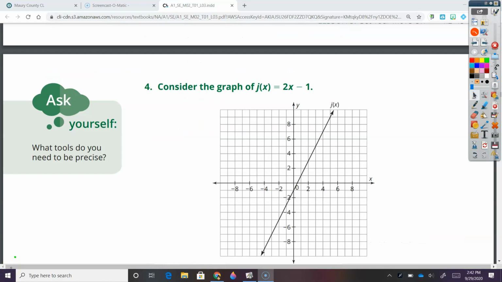Consider the graph j(x) = 2x minus 1. Translate the graph j(x) up 4 units. Label the graph as q(x), then write the equation for q(x). All right, so we're shifting this up 4 units. So 1, 2, 3, 4.